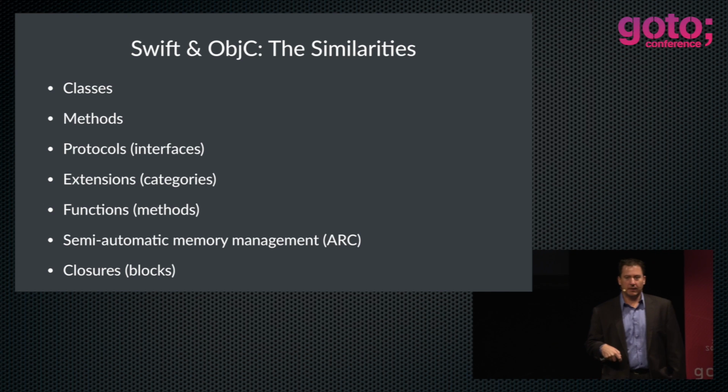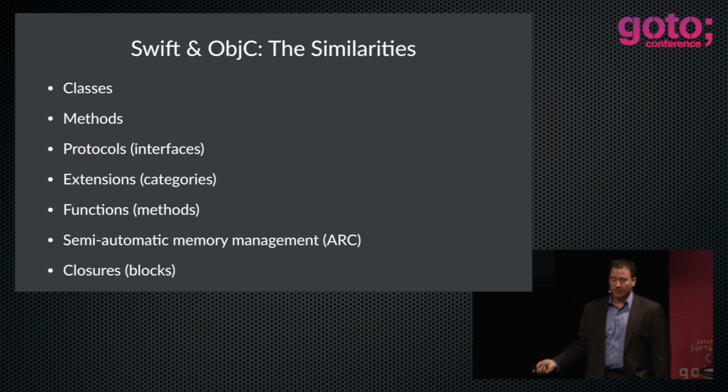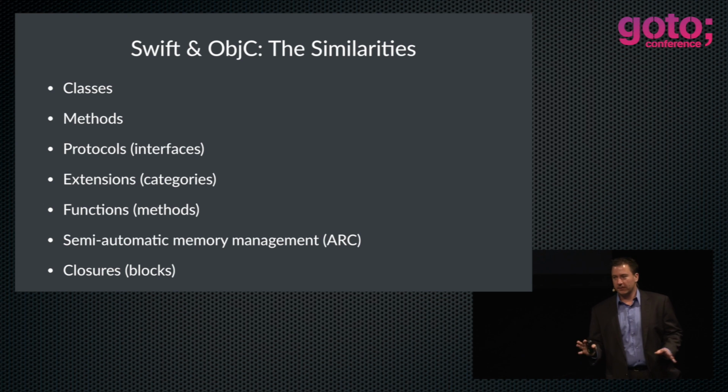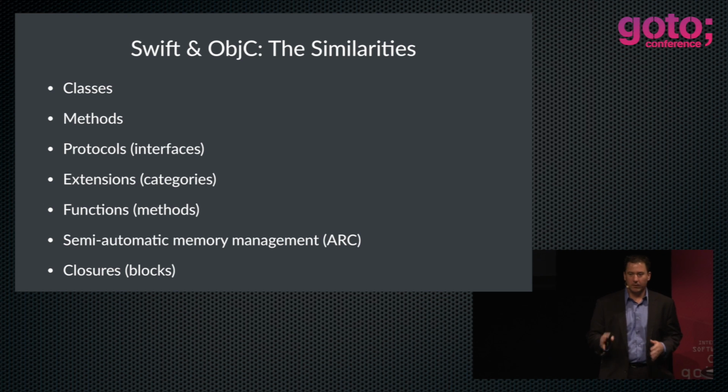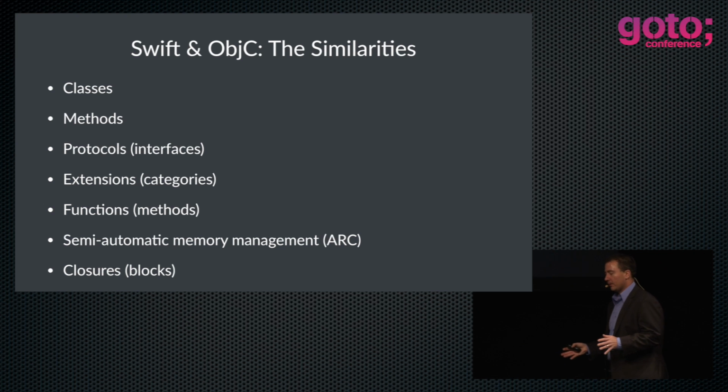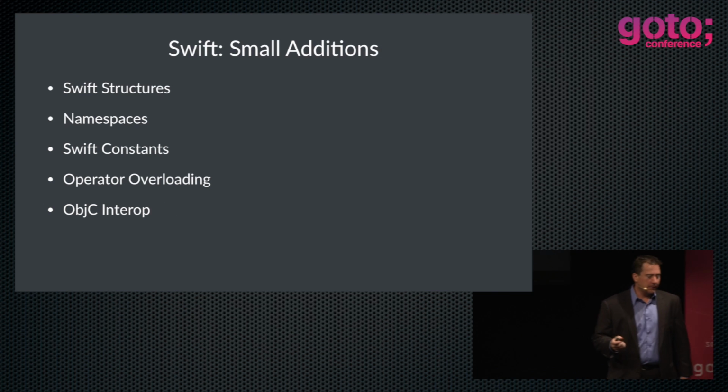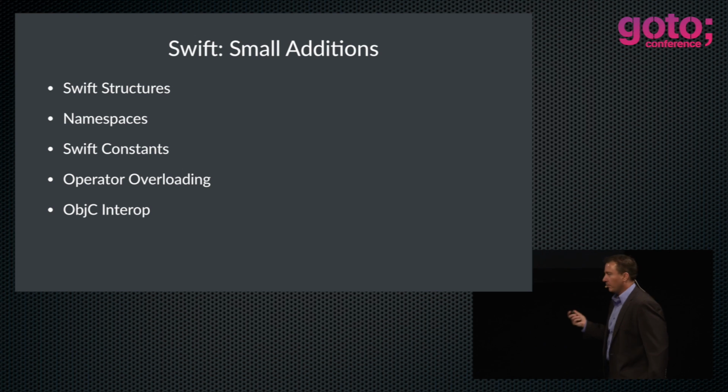And then it has closures, which in Objective-C were known as blocks. So none of this stuff is new. It's all basically a one-to-one translation from the existing Objective-C toolset that half of you know and probably a little less love. So here are some small additions that Swift brings to Objective-C.